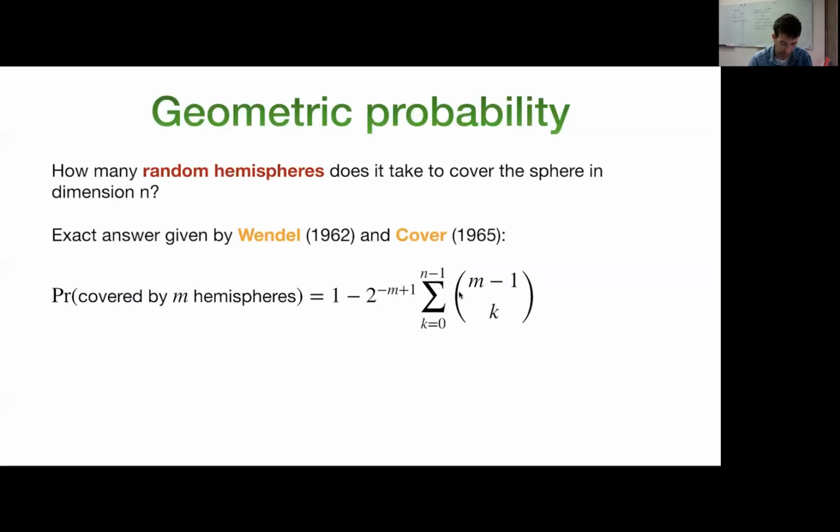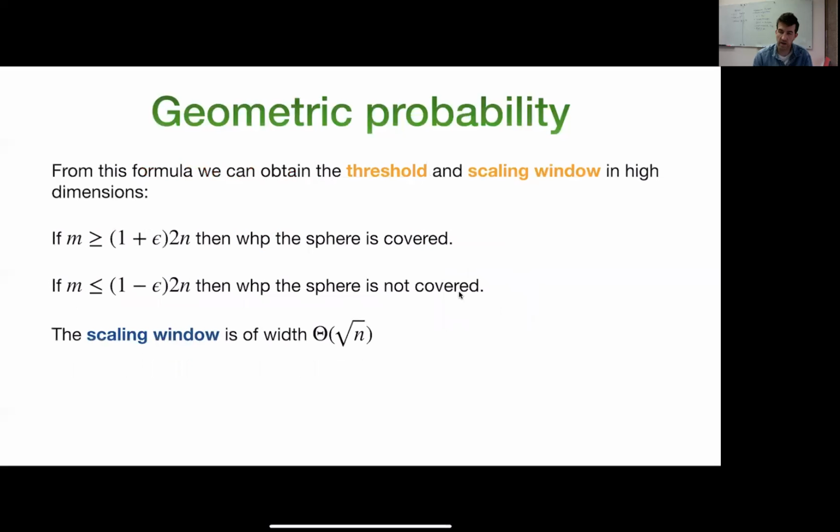Okay, you can digest that formula, but what you'll see is that this probability is exactly 1/2 when the number of hemispheres is twice the dimension. Okay, so somehow m equals twice n, the dimension, marks some transition between it being unlikely or likely to cover the sphere. Okay, and if you do a little asymptotic analysis and think about as the dimension n tends to infinity, then you get the following sharp threshold result and scaling window.